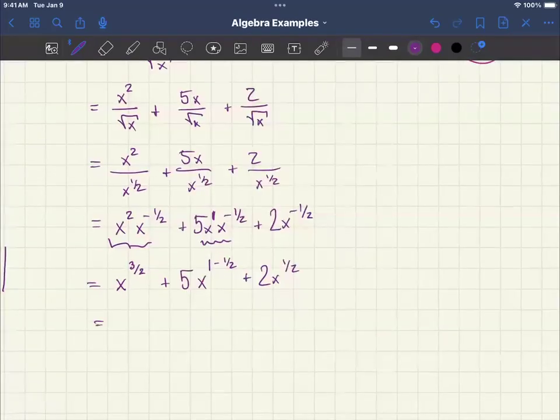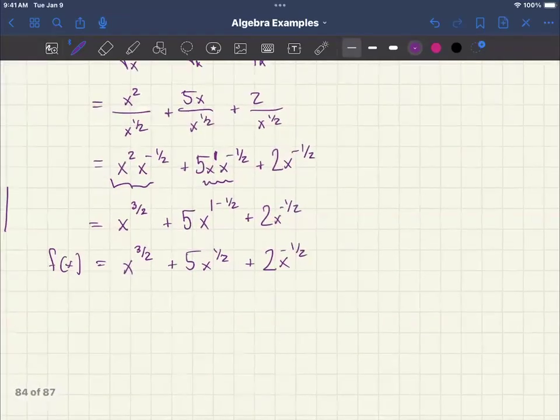So this is x to the 3/2 plus 5x to the 1/2 plus 2x to the negative 1/2. That should be a negative. There we go. And this is our original function f of x. Whew. Okay, so we did a bunch of algebra right now. We are finally ready to take our derivative.